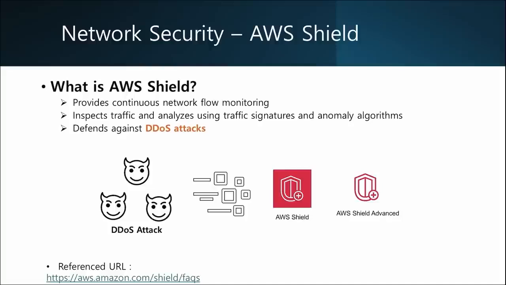Next is AWS Shield. AWS Shield is AWS's DDoS attack defense service that continuously monitors and analyzes network traffic to protect against DDoS attacks. It monitors network traffic in real time to detect abnormal traffic patterns. AWS Shield enables customers to run applications more safely in the AWS environment and minimize service interruptions from DDoS attacks.